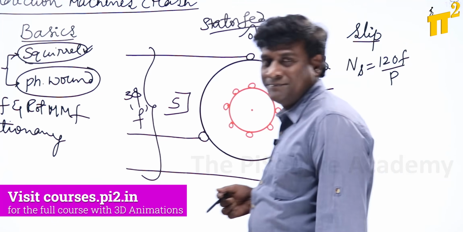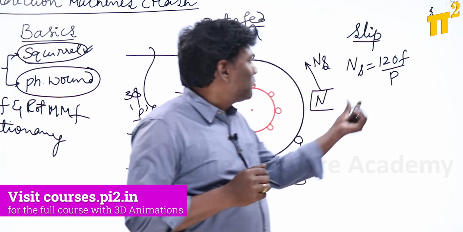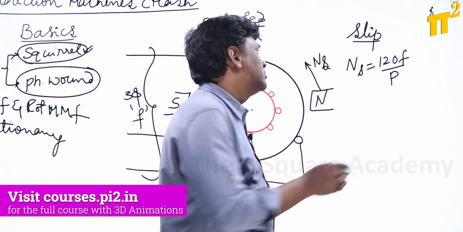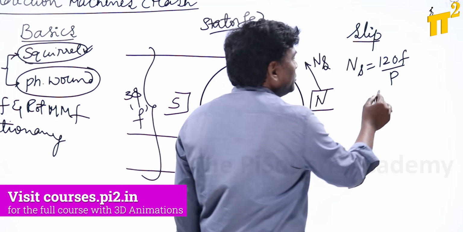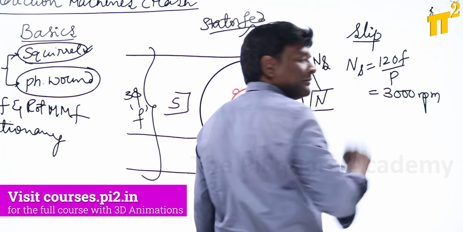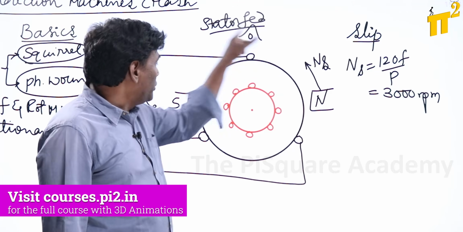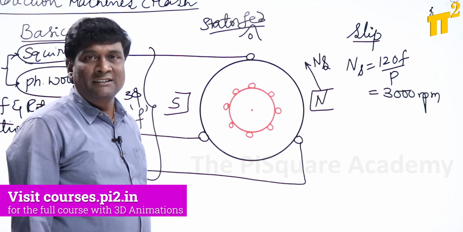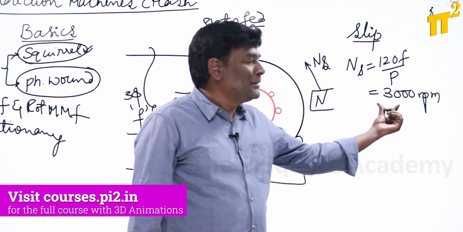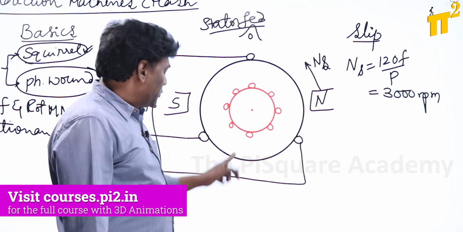Everyone knows about this. Now if I think of frequency as 50 Hz, number of poles as 2, then 120 into 50 divided by 2 is going to be 3000 RPM. I am taking this as a reference. Now the stator MMF with respect to the stator is going to rotate with NS speed. For example, for the time being, let us consider the NS speed as 3000 RPM.